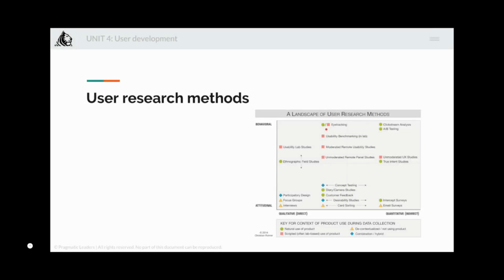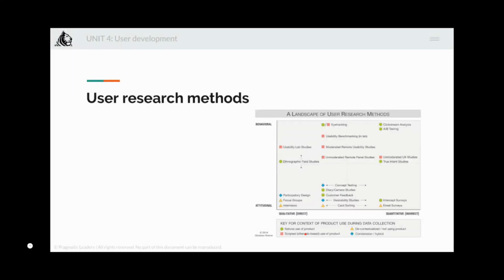Correct. Another thing that you can see here is the green dot and the red dot. So green dot is natural use of product, as in the user is using the product naturally. Okay. While scripted is often the lab-based use of product. So I'll call some users to a lab or to an office, or I would be going to their location and getting the product used in front of me or in a recorded manner.